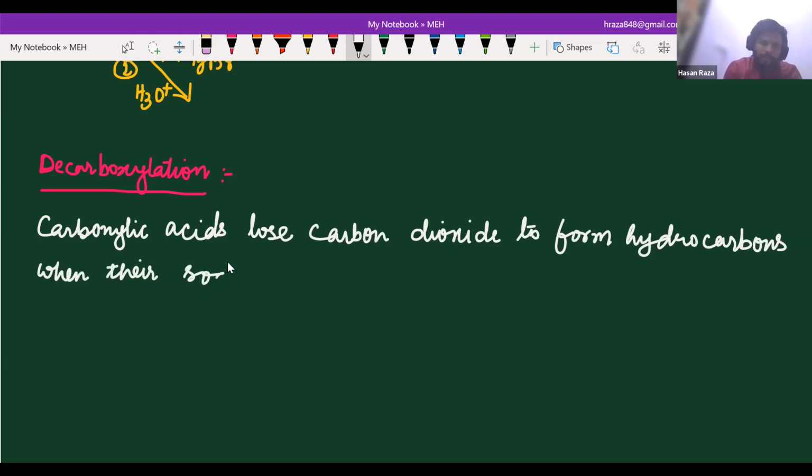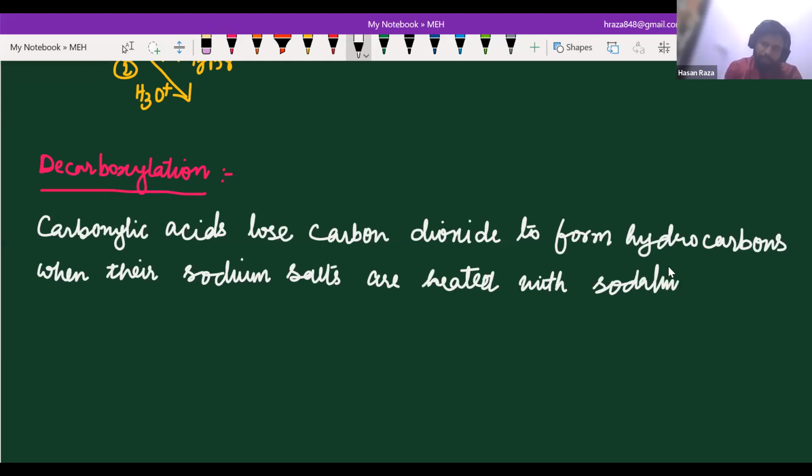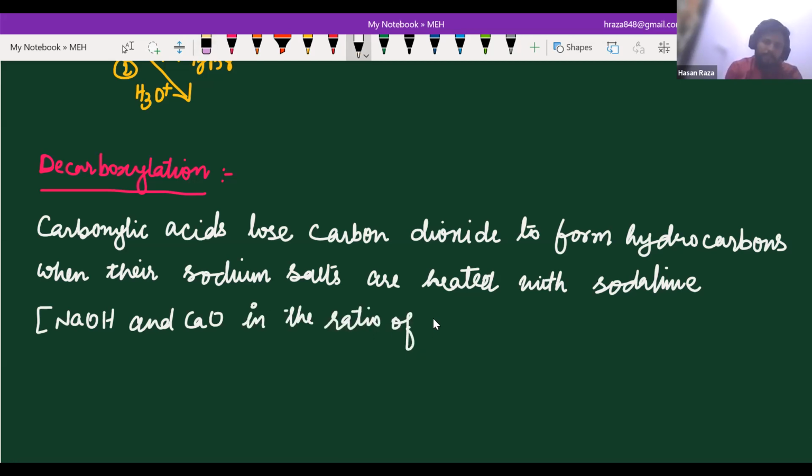when their sodium salts are heated with soda lime. That means NaOH, sodium hydroxide, and calcium oxide, CaO, in the ratio of 3:1. Now let me complete this within bracket. In the ratio of 3:1.